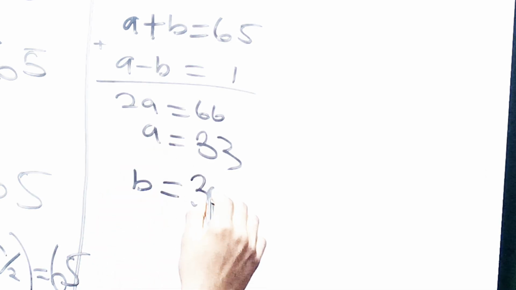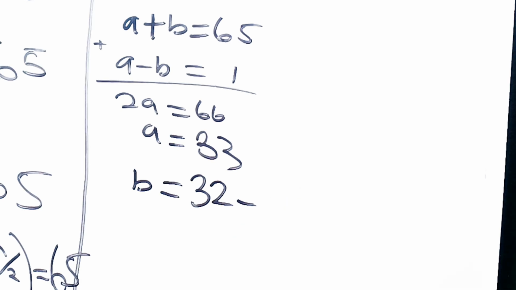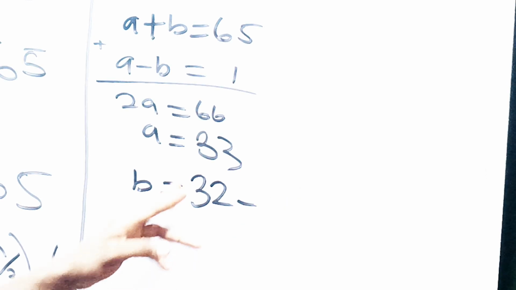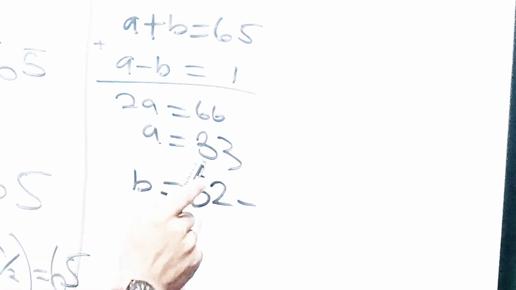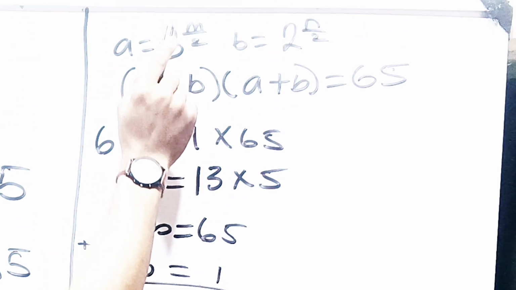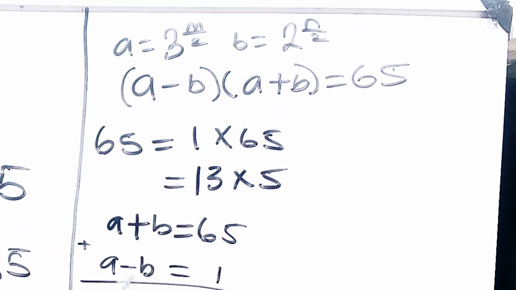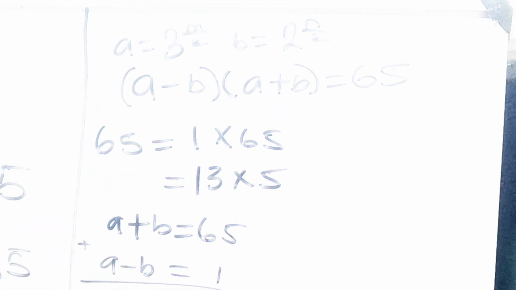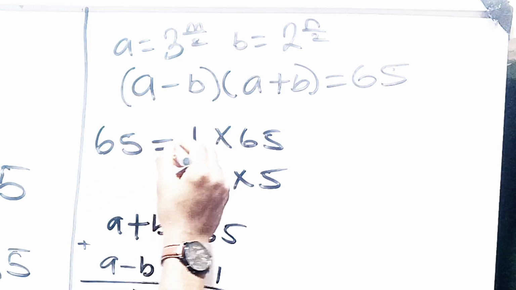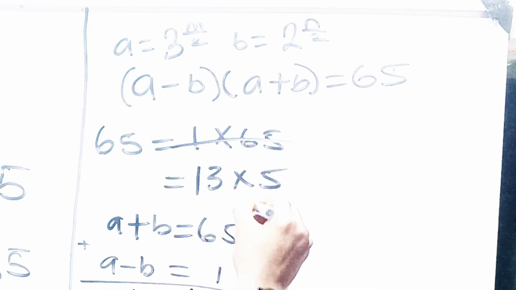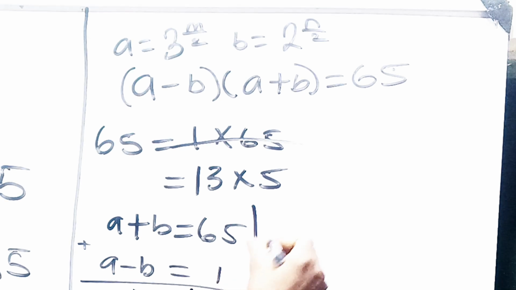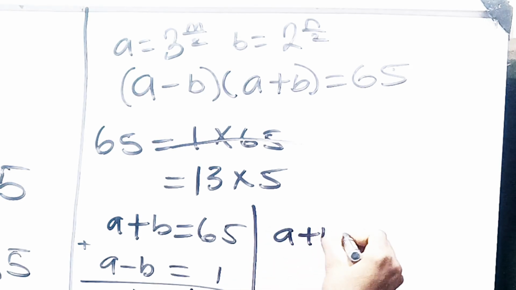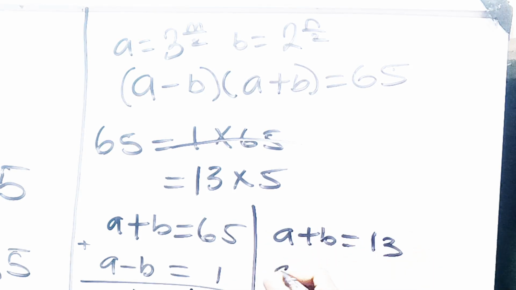32. Now from here you can see that A is 33. Now 33 cannot be expressed as an index of 3. You cannot say that 3 raised to power something will give you 33. So because of that, this is null and void. We scrap 1 and 65. Now let's check for 13 and 5. So we have that A plus B is equal to the greater one, which is 13, and A minus B is equal to 5.